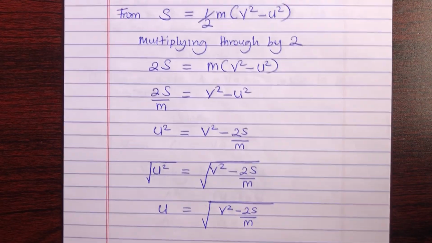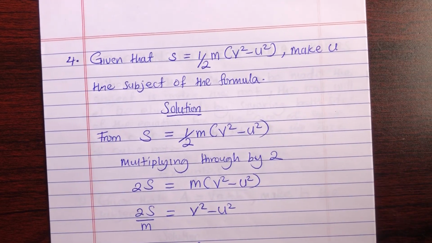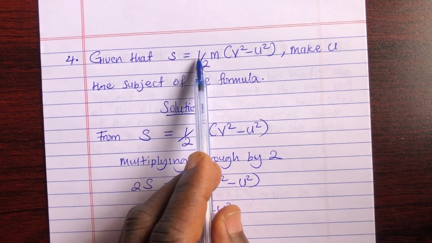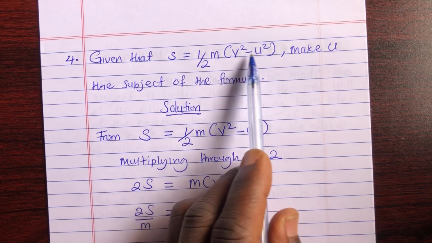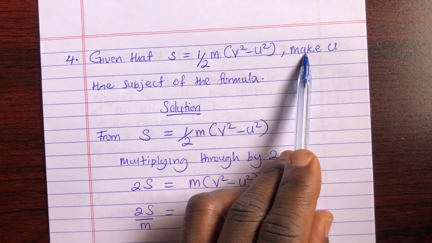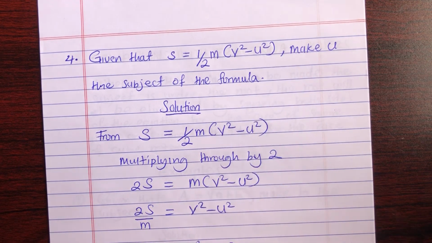Let us continue to look at more examples. Here we have example 4. In example 4, we are given that s equals a half m into v squared minus u squared, but we are meant to make u the subject of the formula.